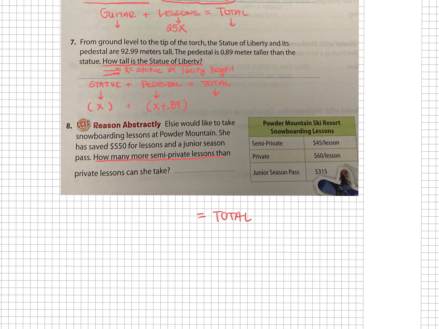Let's see. So you need a season pass plus lessons. All right, this one's kind of tough. You know she has saved, so a pass is $315. You know that all she can spend is $550. So if she takes semi-private lessons, so we'll say S. If she takes semi-private lessons, then it's $45 for every S. And that's how many semi-private lessons she can take.